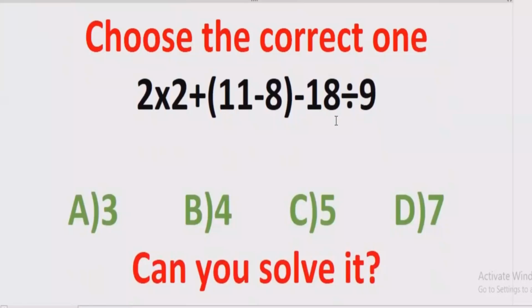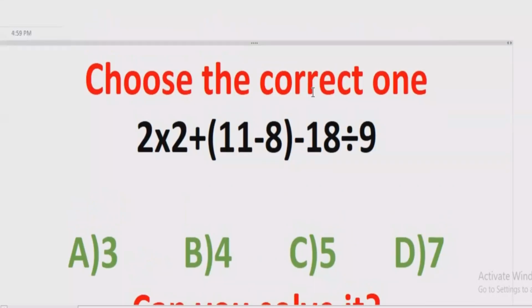Today we will solve another quiz which is related to arithmetic expression. It is a very simple quiz, but sometimes people solve it in a different way and get the wrong answer. So here we will solve this expression using the PEMDAS and BODMAS method and get the correct result. In the answer list we have four answers. A is 3, B is 4, C is 5 and D is 7. So we have to see which answer is correct after solving it.